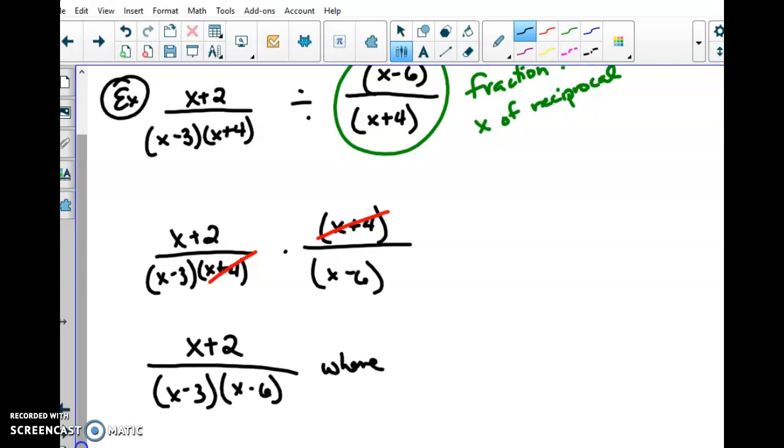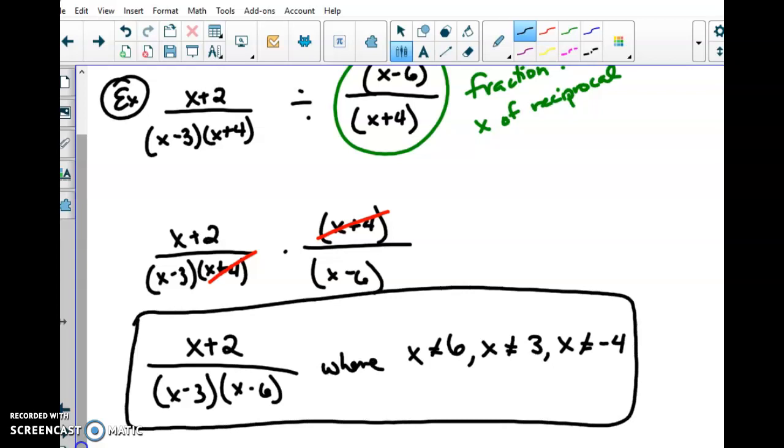But I got to work on the domain here. X cannot equal 6. It cannot equal 3. And then this is a tricky one. Even though we canceled out that x plus 4, it still cannot equal negative 4. Even though we canceled it out, it still exists there. Exists in the sense that it's still there and viable to our domain.